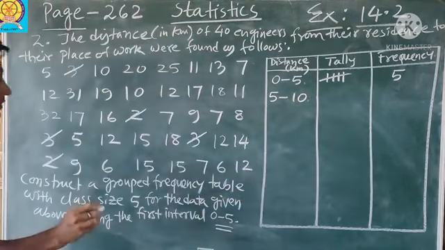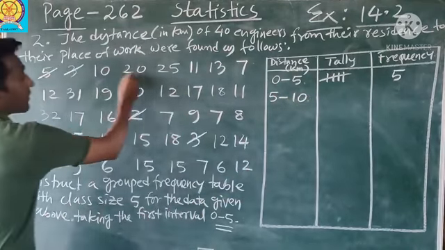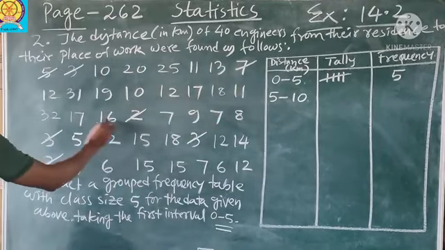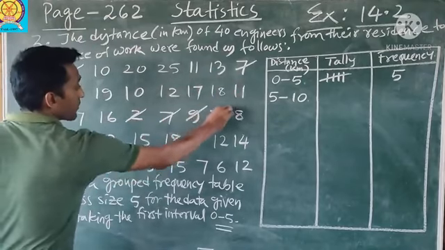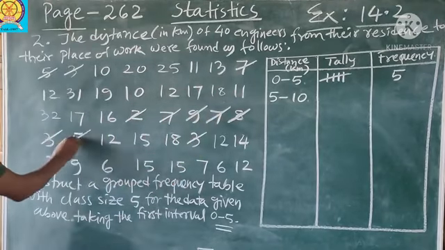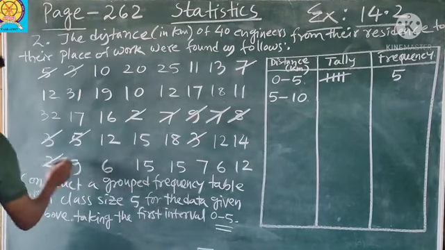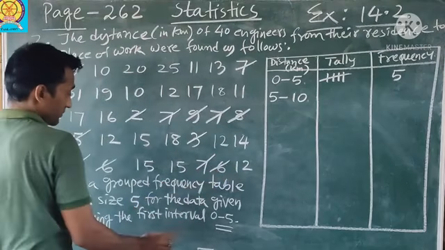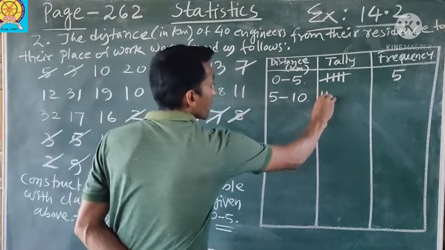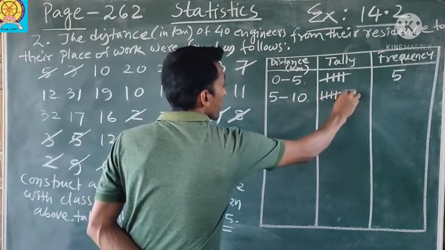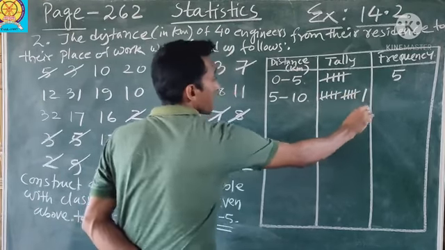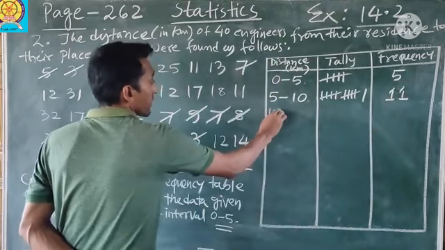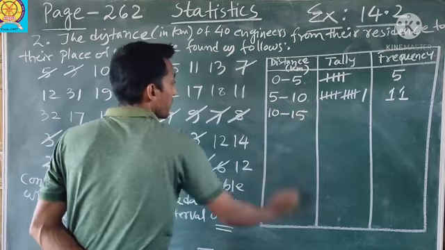Next class will be 5 to 10. There 10 is not included. 1, 2, 3, 4, 5, 6, 7, 8, 9, 10, 11. Right, 11.